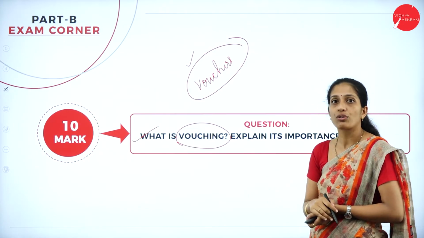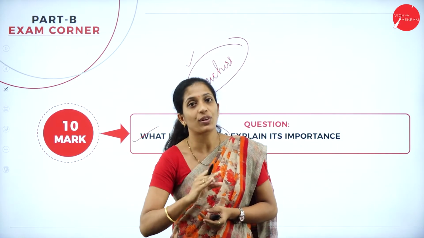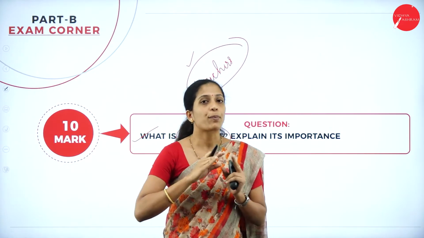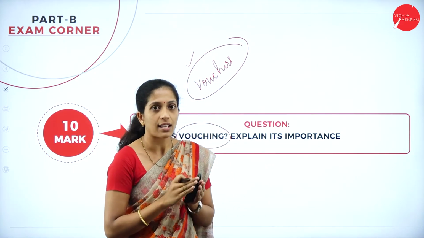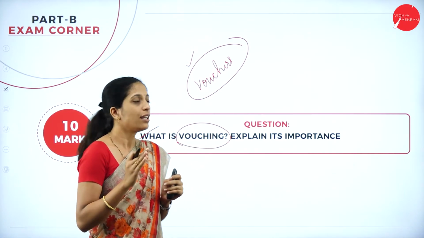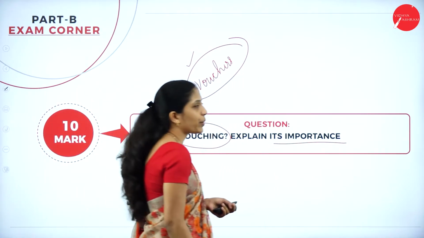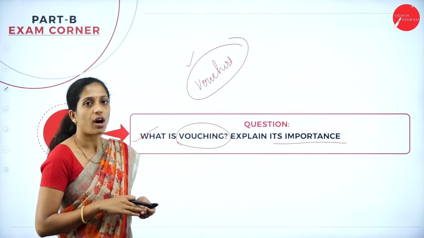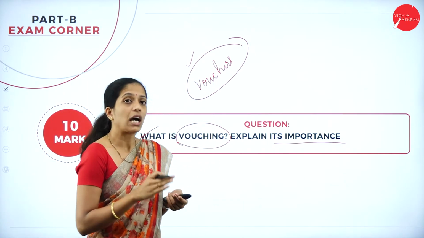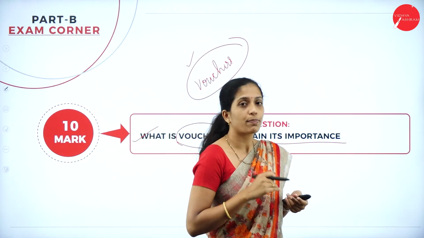Then what do you mean by vouching? The process of verifying each and every transaction with the respective vouchers is called vouching. The process of comparing the transaction along with the respective voucher is called vouching. So that is the meaning of vouching. Then explain the importance. What is the importance of vouching? There are a number of points of importance, because without a documentary evidence, without a proper voucher, the transactions may be fake.